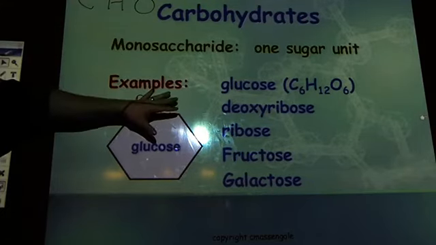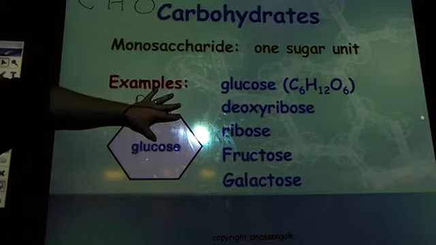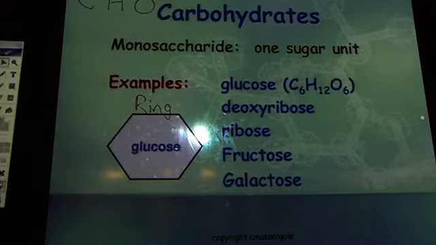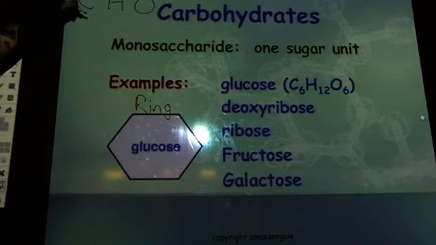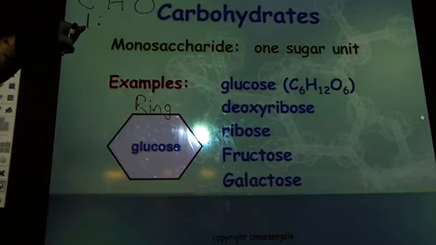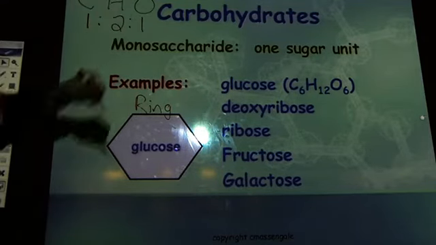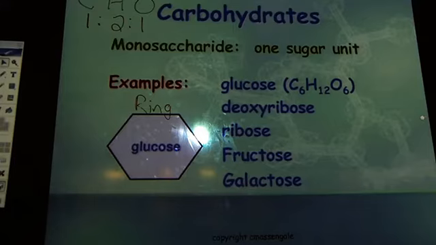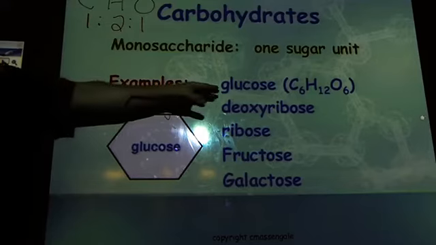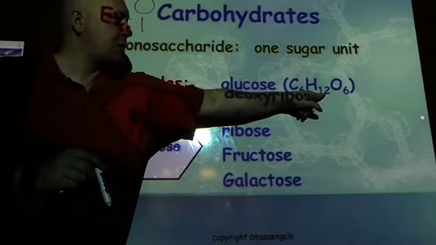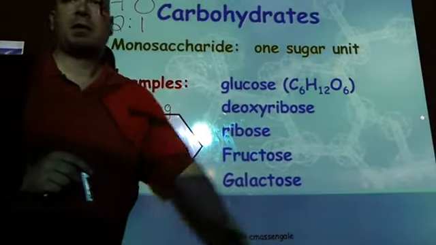Now, there are other macromolecules that have only CHO, like lipids. So in order to figure out if it's a lipid or a carbohydrate, there's a very specific ratio. For every carbon, I have 2 hydrogens and 1 oxygen. It's a 1 to 2 to 1 ratio. And look, it works with glucose. 6 times 2 is 12. And 6.